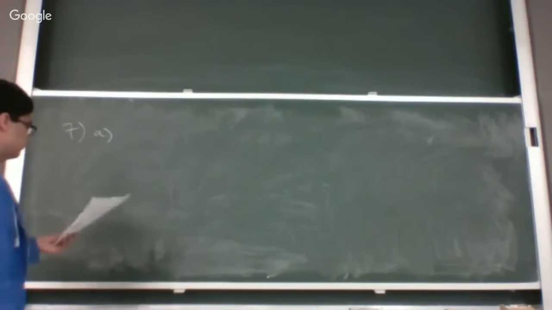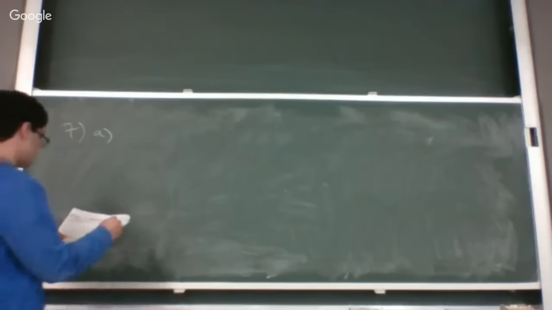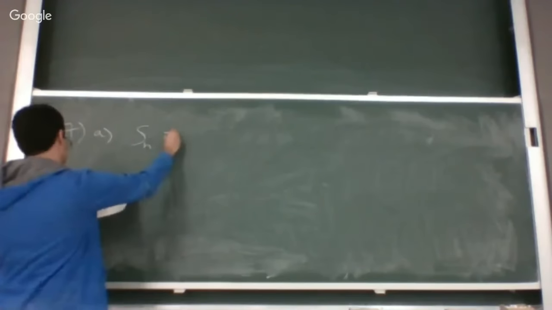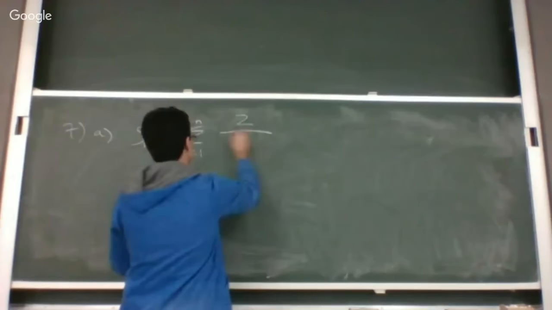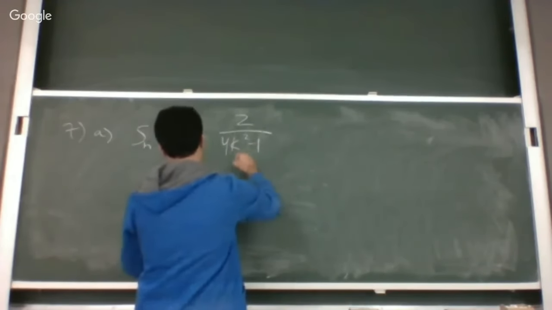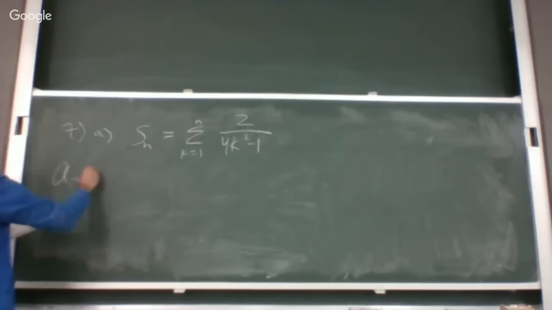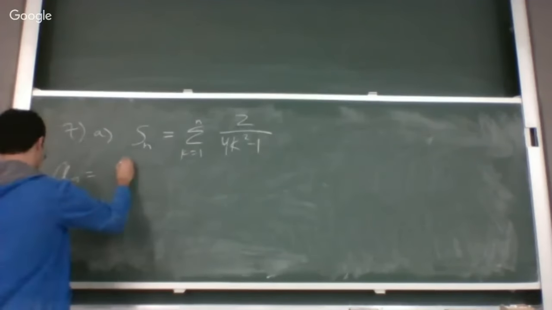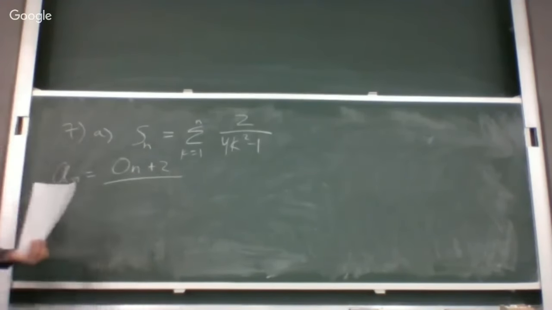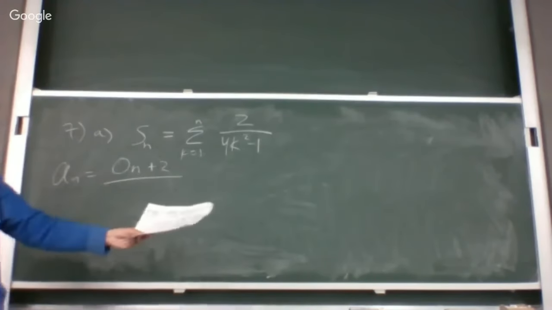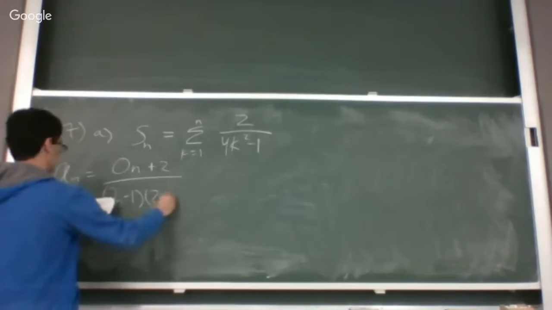All right, guys. The first part is use partial fractions to find S sub n equal to the summation of k equal to 1 to n of 2 over 4k squared minus 1. And they tell you to factor first, okay? So if we make this a sub n equal to 2 divided by 4n squared minus 1, what can we do to the denominator? 2n minus 1, 2n plus 1.